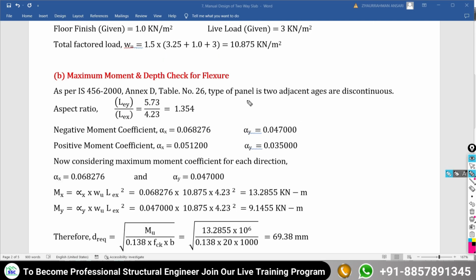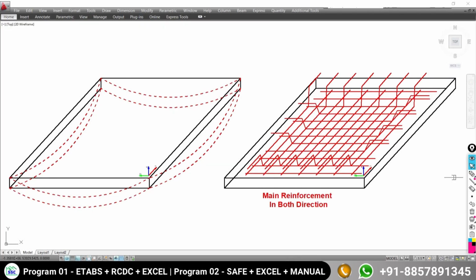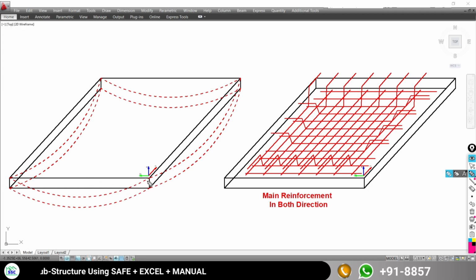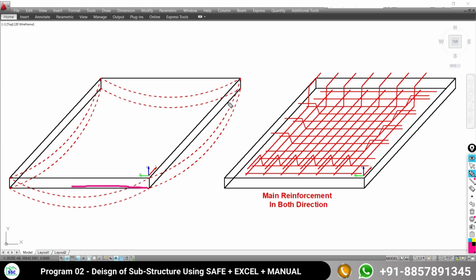Now in the next step, we have to do the calculation for the maximum moment and depth for flexure. For the case of the two-way slab, we need to understand some important things. For that, you need to look at this figure. Here it is given as the two-way slab. A two-way slab is going to be subjected to moment in both directions, along the shorter span as well as along the longer span.